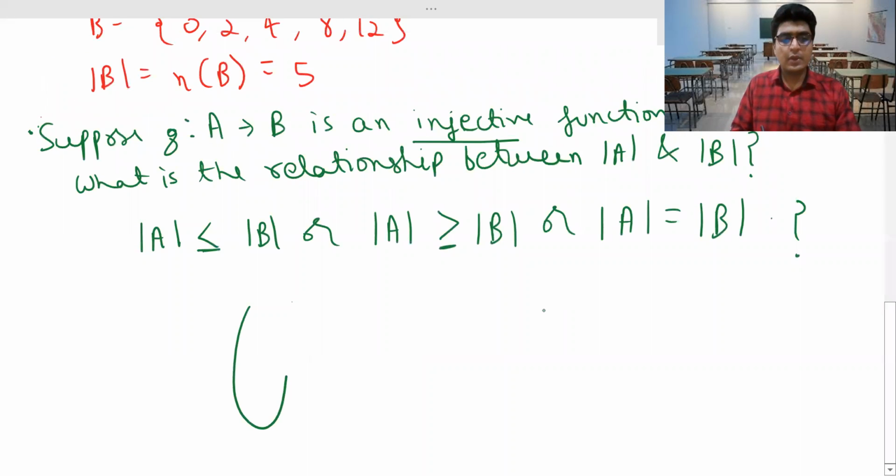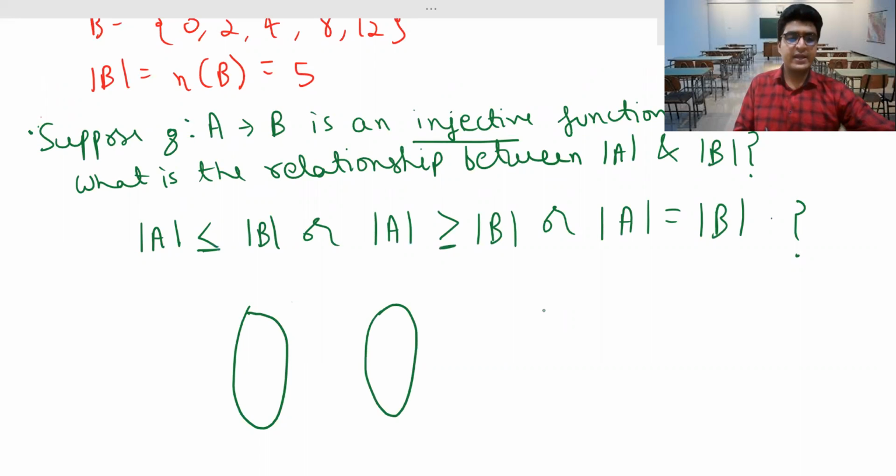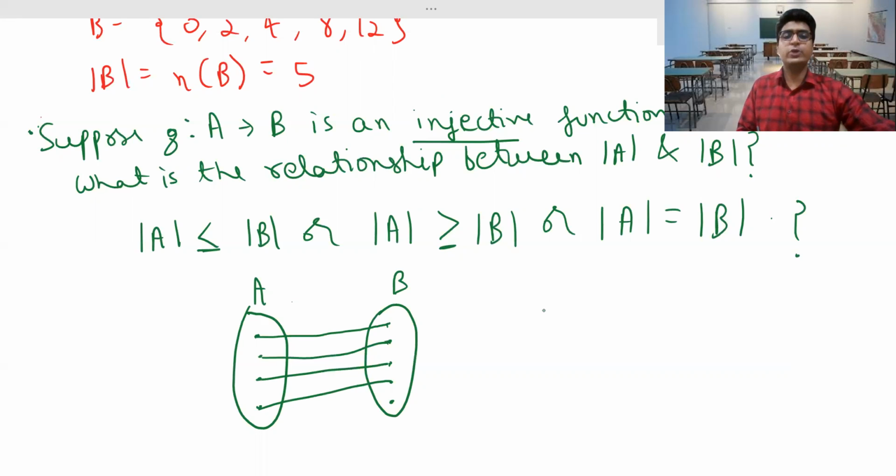So there is set A which has, let's say, 2, 3, 4 elements, and there is a set B which has, let's say, 5 elements. Okay, now let's say these two are mapped, these two are mapped, these two are mapped, and these two are mapped, and we are left with this one. Now the thing is, is it an injective function?